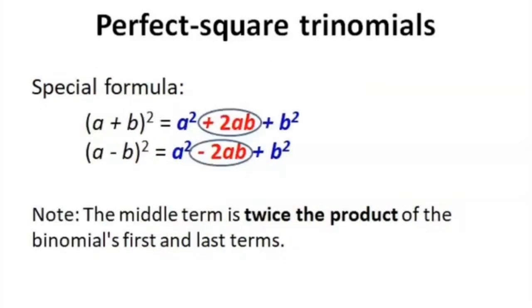In factoring perfect square trinomials, we have to remember these two special formulas. First, we have quantity a plus b square is equals to a square plus 2ab plus b square. And the second one is quantity a minus b square is equals to a square minus 2ab plus b square. And note, the middle term is twice the product of the binomial's first and last terms. So kung makikita nyo yung middle term nila, doon lang sila nag-differ sa sign. Yung isa, positive 2ab, yung isa, negative 2ab.